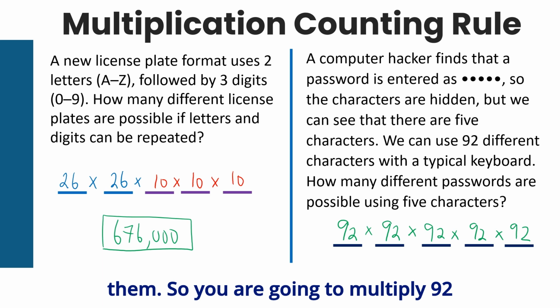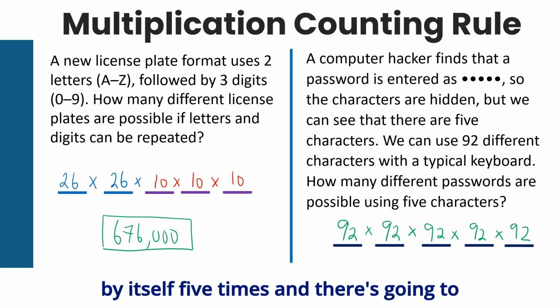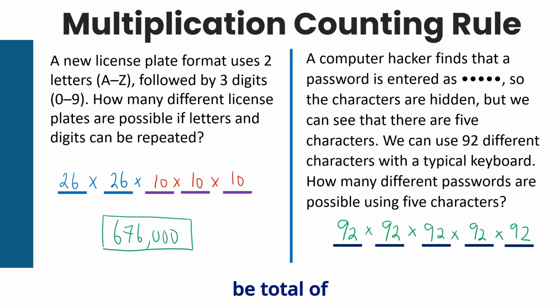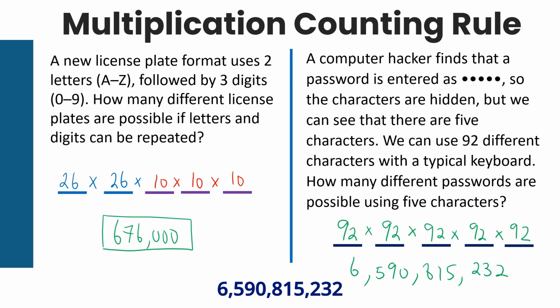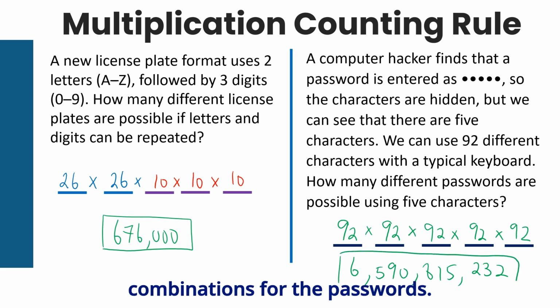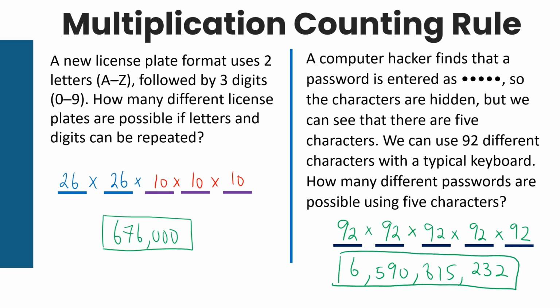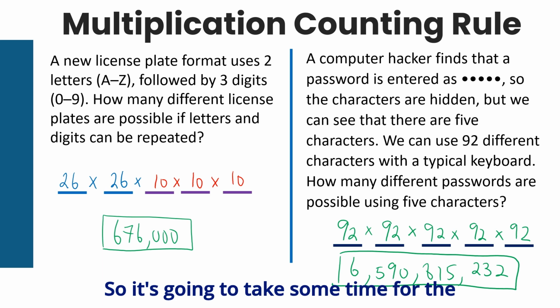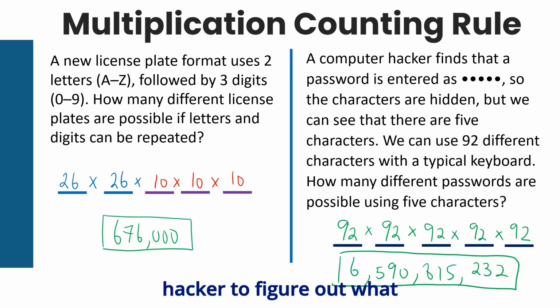So you are going to multiply 92 by itself 5 times, and there's going to be a total of 6,590,815,232 combinations for the passwords. So it's going to take some time for the hacker to figure out what this password is.